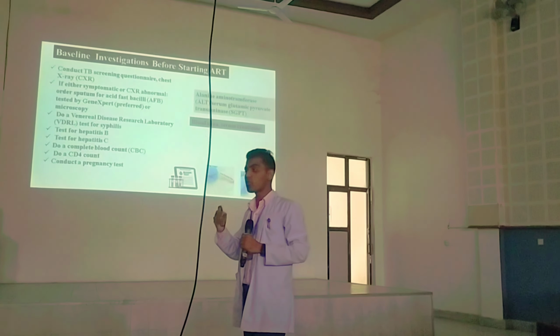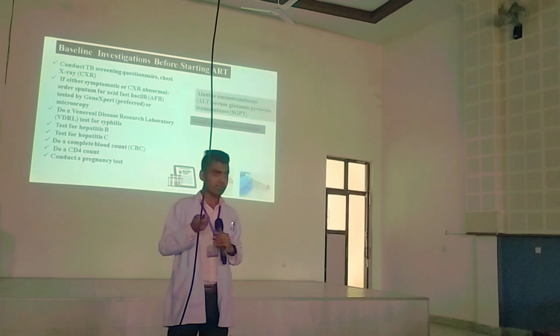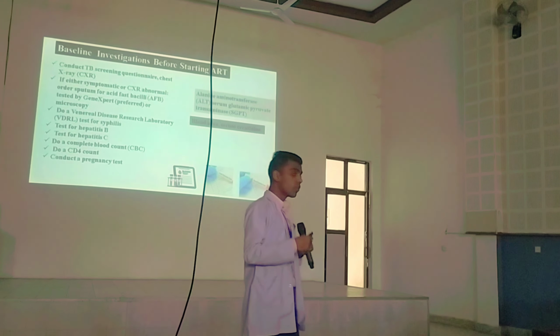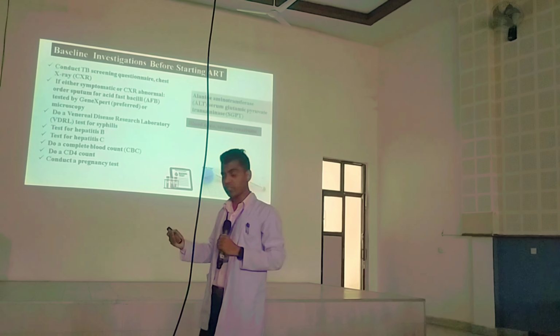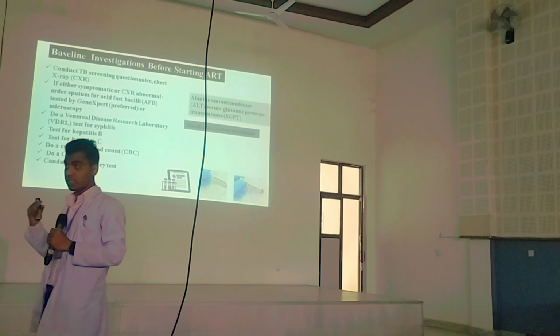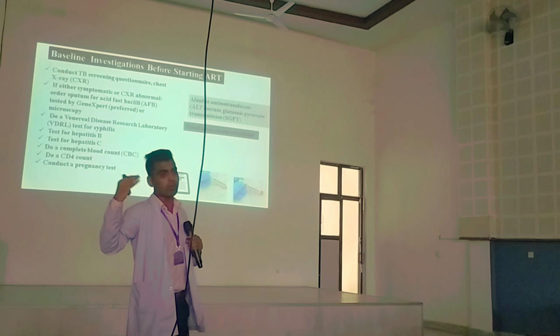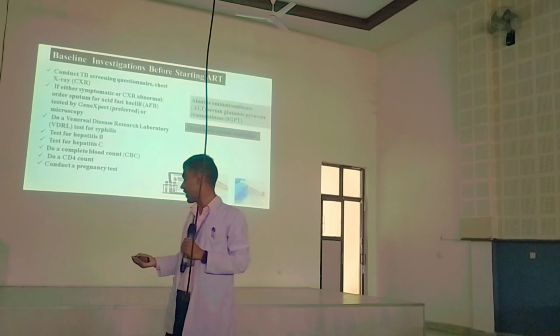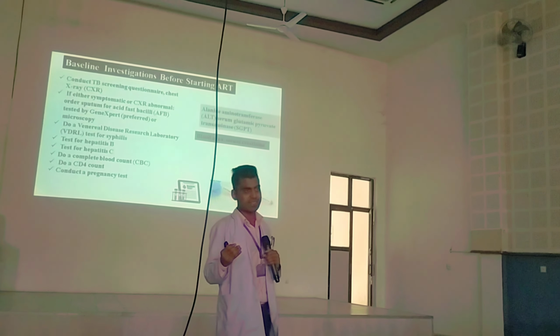If the patient is symptomatic of TB or the chest X-ray is abnormal, we should order sputum testing, or the regimen prescribed by the TB expert. Then we should also conduct a test for VDRL for syphilis, and also test for hepatitis B and C infection. A complete blood count should also be assessed along with the CD4 cell count, because that gives the baseline value of CD4 that will help us in monitoring in the future while the patient is on ART. And if the patient is female, we should do a pregnancy test also.